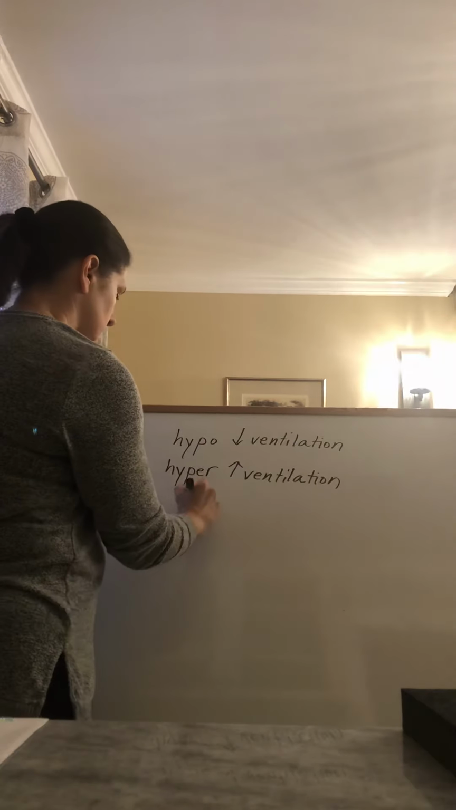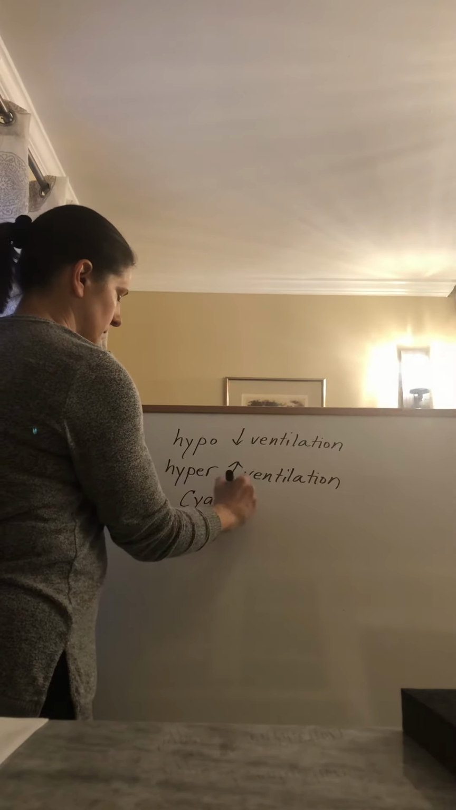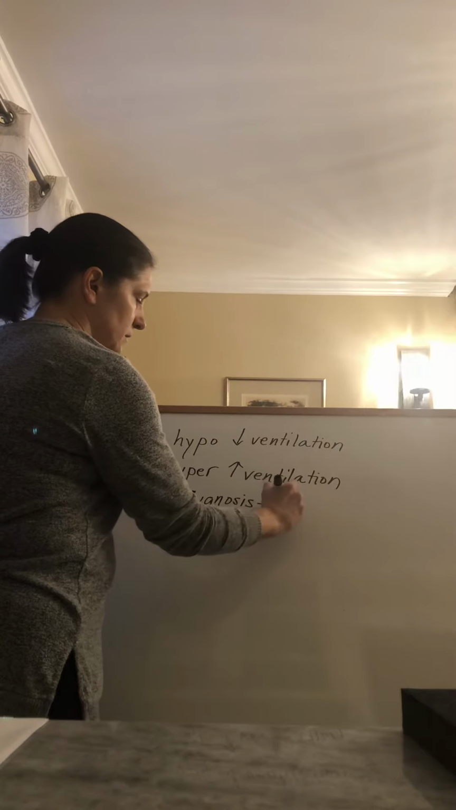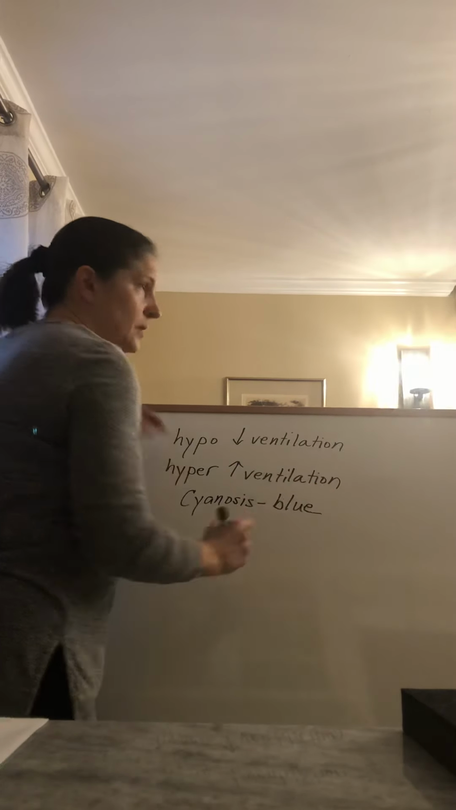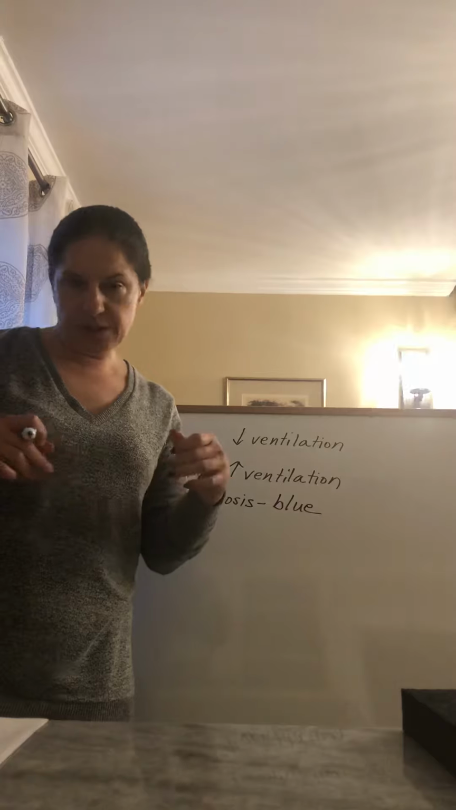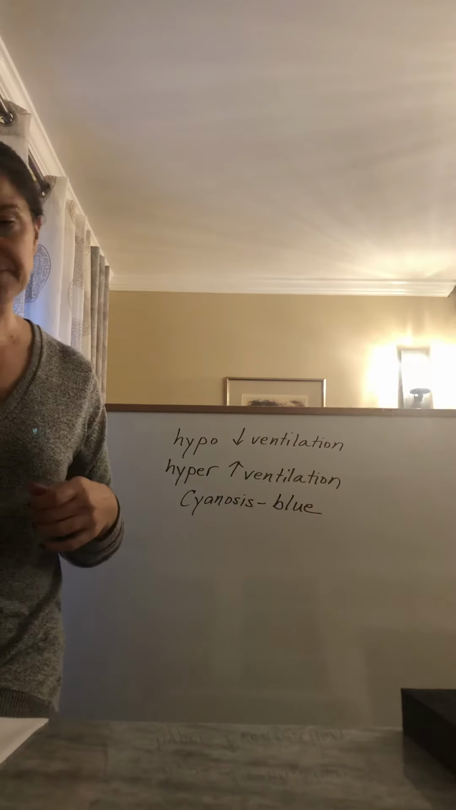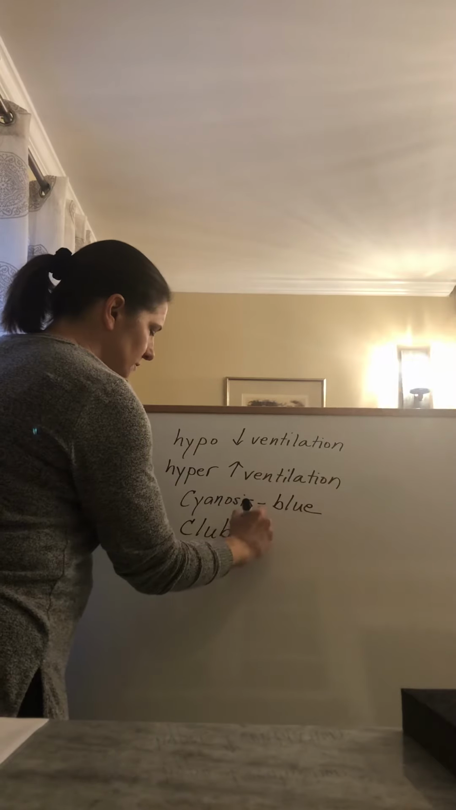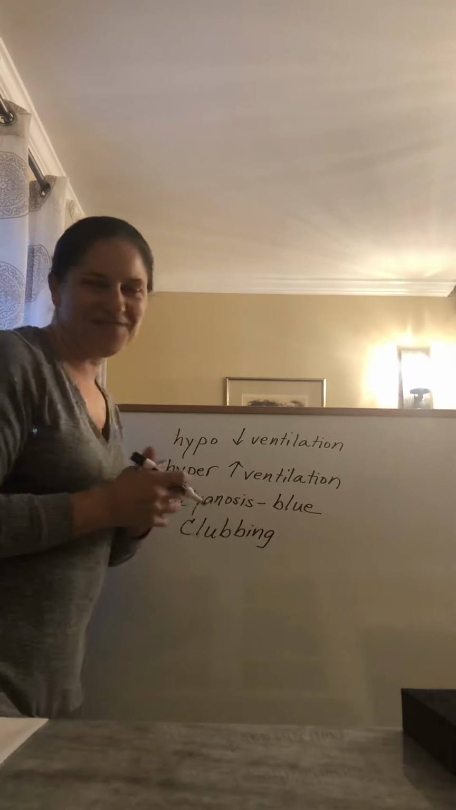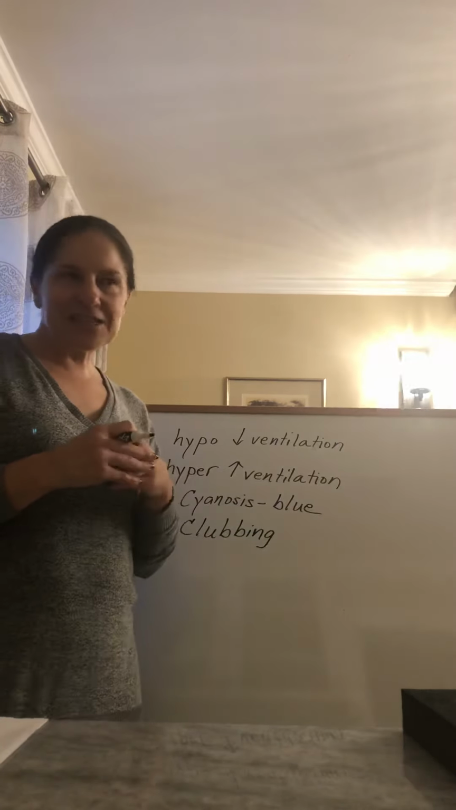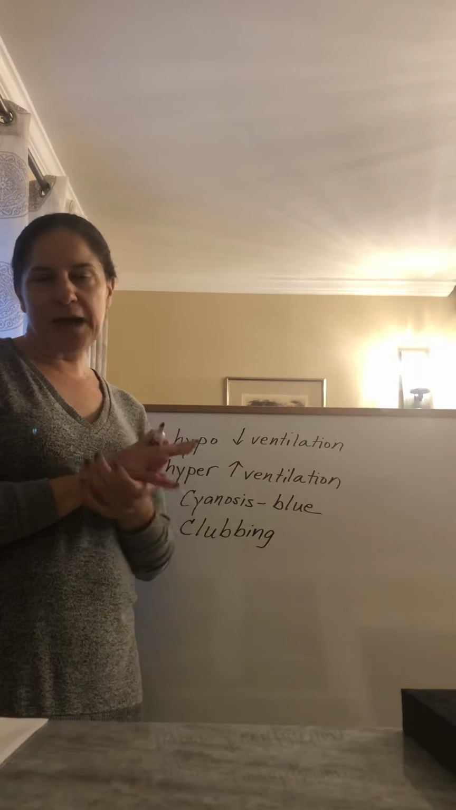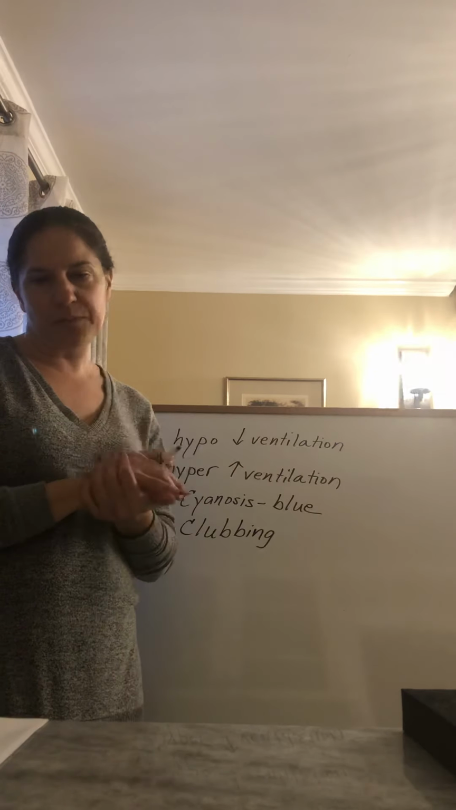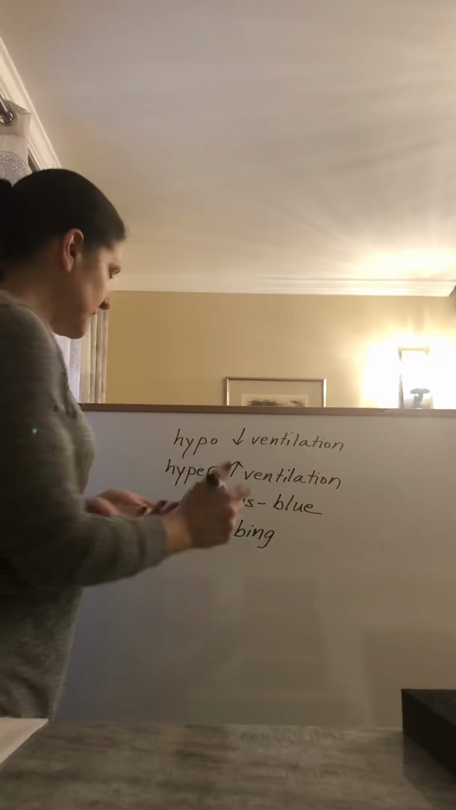Cyanosis, which means you're turning blue. You have a bluish tint to the skin and to the nail beds. Clubbing. Clubbing is unique to the pulmonary system. When someone has clubbing of the hands, it means that they have a pullback in their lower nail beds and a spoon-shaped appearance to the nails. And then finally, chest pain.